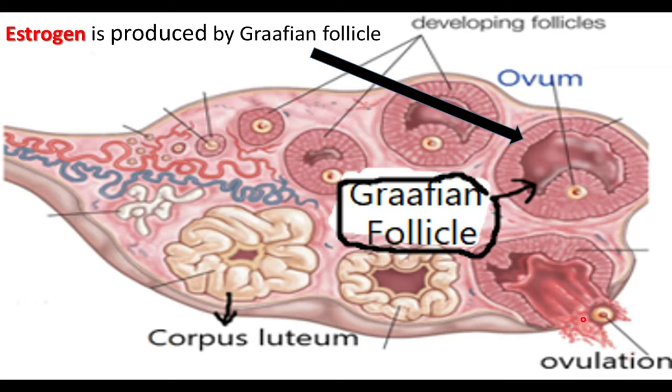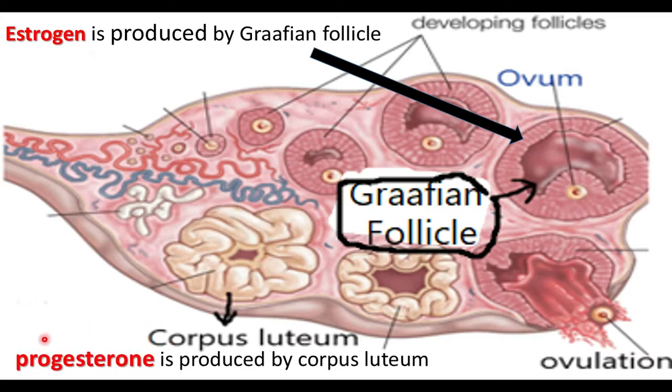After ovulation, the remaining follicle cells reassemble and the cells grow and form a structure called the corpus luteum. The corpus luteum acts as a temporary endocrine gland. It secretes the hormone progesterone. Progesterone is produced by the corpus luteum. Estrogen is produced by the follicle, that is the Graafian follicle. It is nothing but the mature follicle containing the ovum.